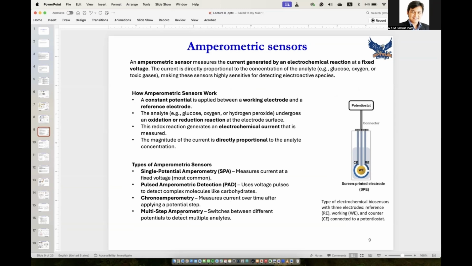So here you can see one sensor that has three electrodes: counter electrode, working electrode, and reference electrode. That sensor is always connected to a potentiostat. And in amperometric sensing, we can use this kind of sensor.